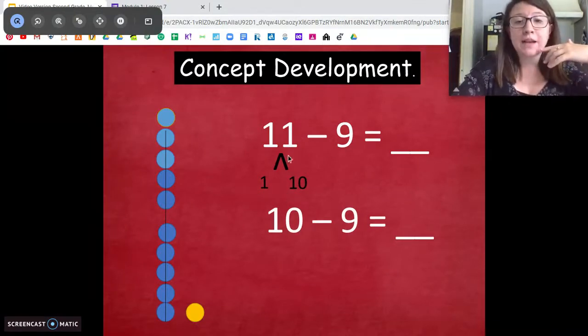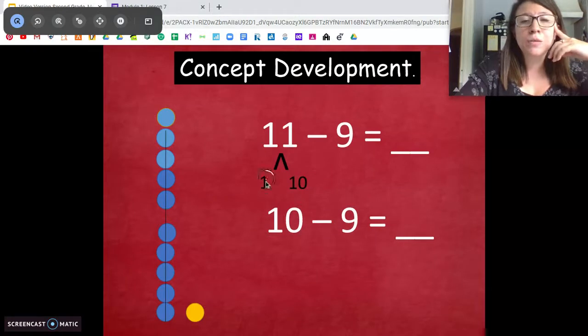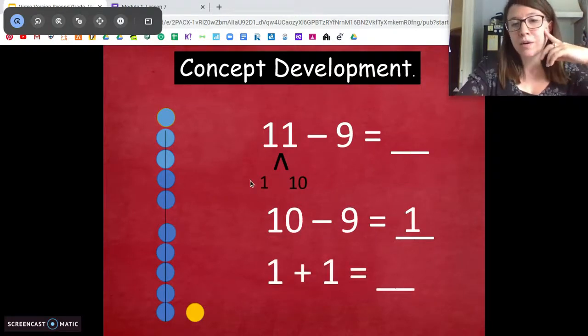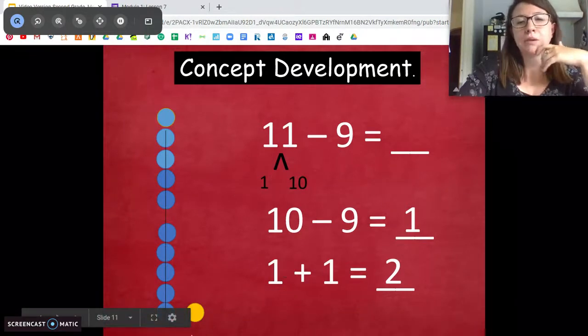So we have our 10 minus 9 fact, and you guys know that's 1. We did that here, right? We know that's 1. And then we're going to take that 1 and add it to our extra, just like we did with the multiples of 10. So now we have 1 plus 1 equals 2.